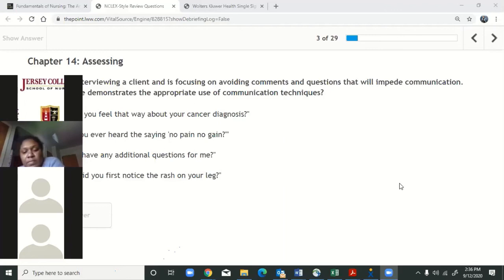All right. The nurse is interviewing a client and focusing on avoiding comments and questions that will impede communication. So which demonstrates the appropriate use of communication techniques? What did you guys decide? With my group of nurses, colleagues in the house, we chose D. You chose D. When did you first notice the rash on your leg? Yes, with my colleagues. Are you right?